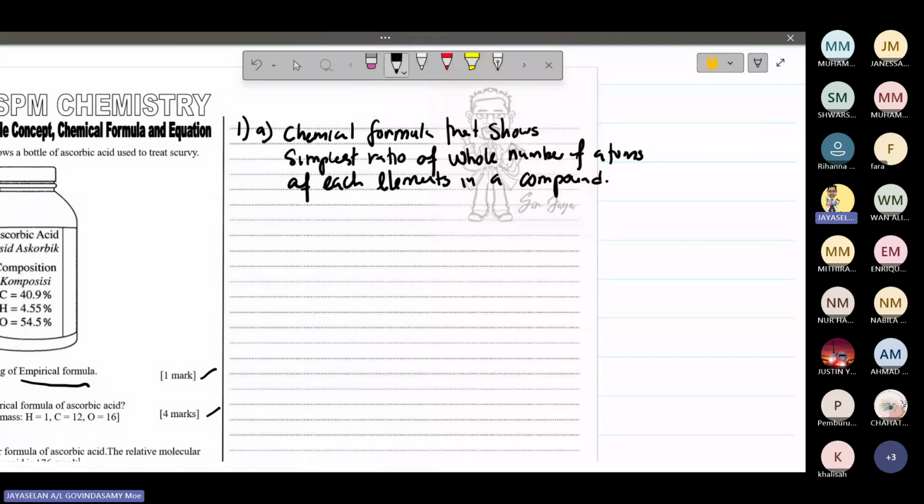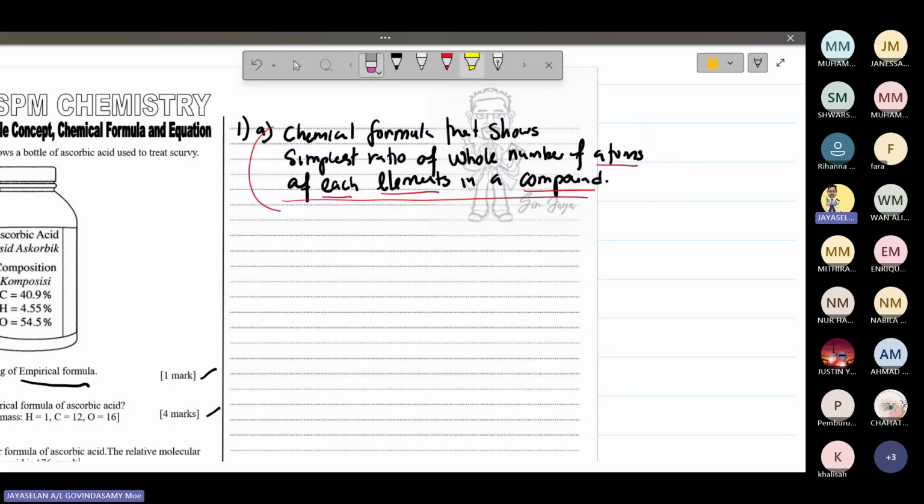This one you have to memorize. If, let's say, in the exam, when we mark the paper, you forgot to put this, the examiner will straight away look for where is the word each. If there is no each, straight away they put what? They put zero and go to the next point. So the most important point here, you must put this word, each. So chemical formula that shows the simplest ratio of all number of atoms of each element in a compound. Atom and each element compound must be there.